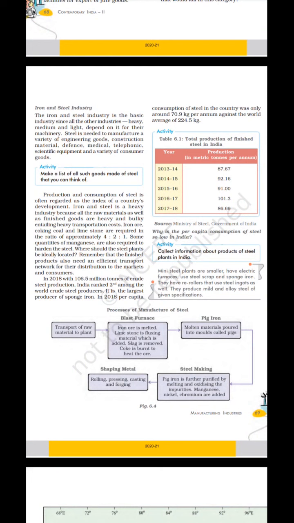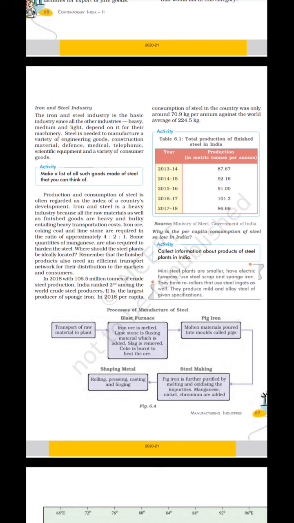Iron and steel industry. The iron and steel industry is the basic industry since all the other industries, heavy, medium, and light, depend on it for their machinery. Steel is needed to manufacture a variety of engineering goods, construction material, defense, medical, telephony, scientific equipment, and a variety of consumer goods. Activity: make a list of all such goods made of steel that you can think of. Production and consumption of steel is often regarded as the index of a country's development.